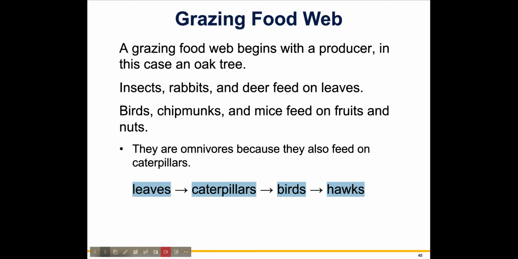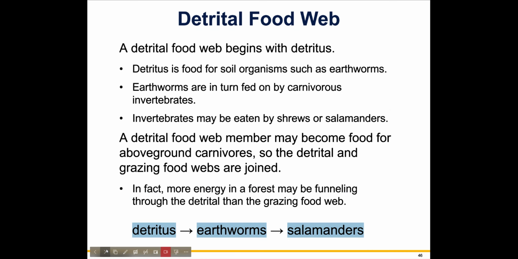in this case, we're going to see a picture that has insects, rabbits, deer eating the leaves, birds, chipmunks, and mice eating the fruits and the nuts, caterpillars getting eaten by some of the birds. And so we see that our food web is complex. So we might even simplify it to a food chain, just one pathway of that energy movement. And the arrow points to where the energy goes.